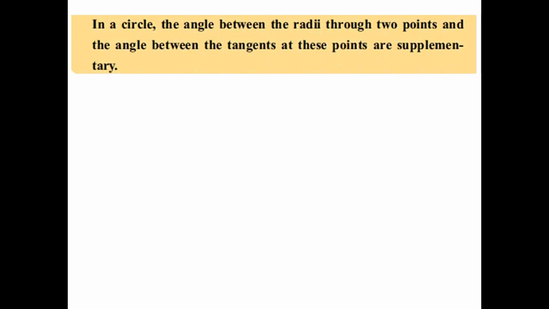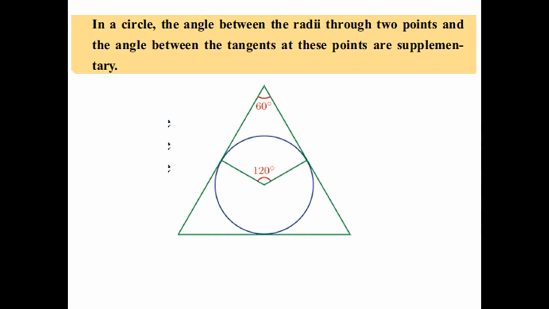19th problem. The inradius of a triangle is 2.5 centimeters and two of its angles are 60 degrees and 50 degrees. Draw the triangle. In a circle, the angle between the radii through 2 points and the angle between the tangents at these points are supplementary. Therefore, instead of taking 60 degrees, we can take 120 degrees at the center. Similarly, for 50 degrees, we can take 130 degrees at the center.